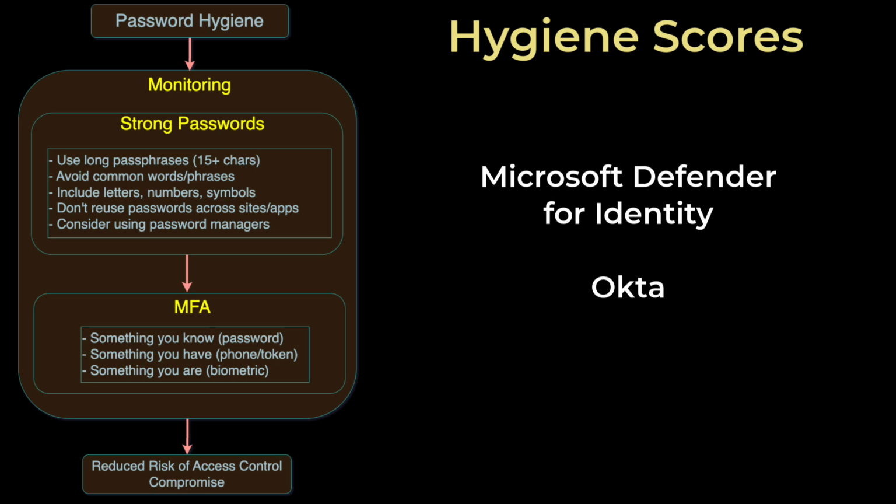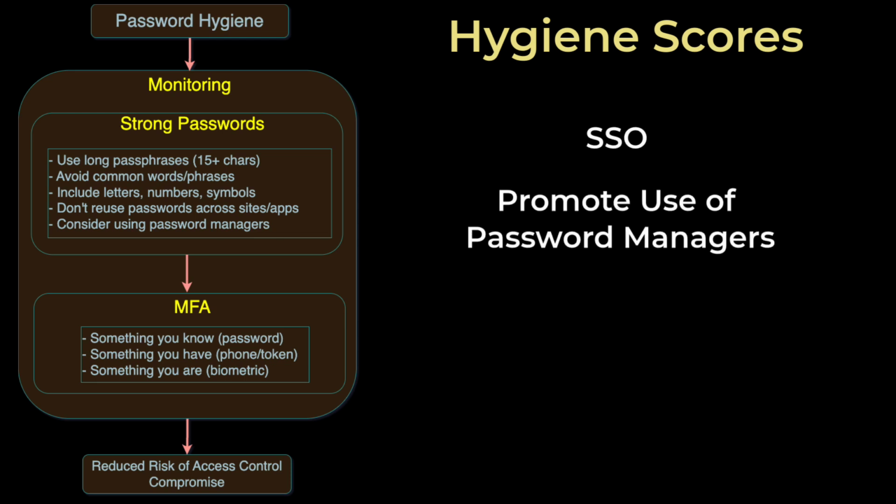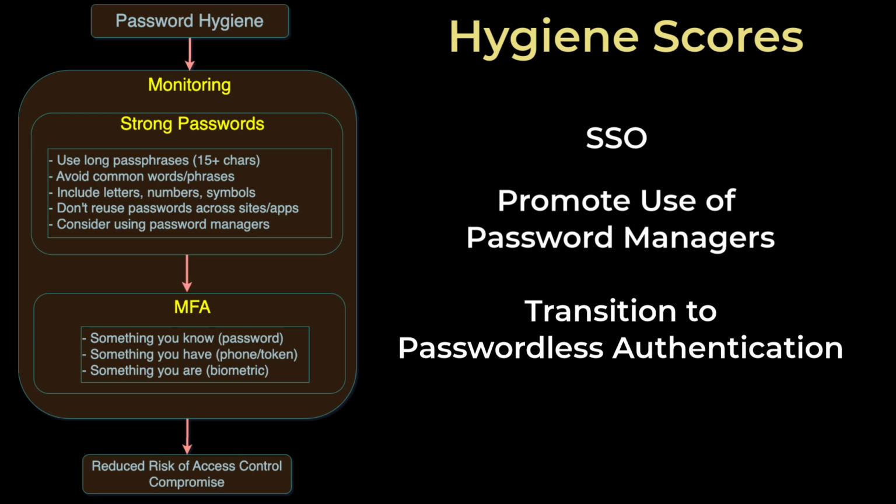To manage and enhance hygiene scores, organizations must adopt proactive strategies, such as implementing SSO, promoting the use of password managers, and transitioning to passwordless authentication mechanisms like biometrics and the FIDO2 protocol. These methods improve security and reduce user fatigue associated with traditional password requirements. Additionally, integrating multi-factor authentication as a compensating control strengthens the overall risk posture even when password strength is suboptimal.